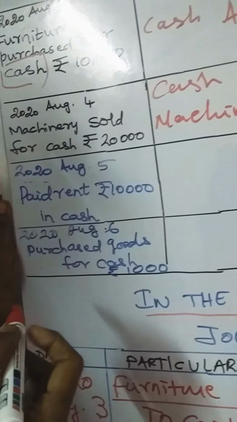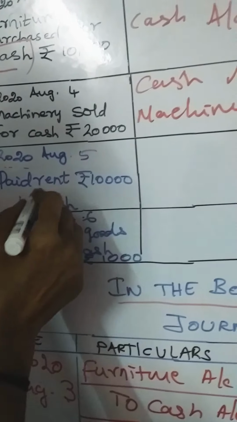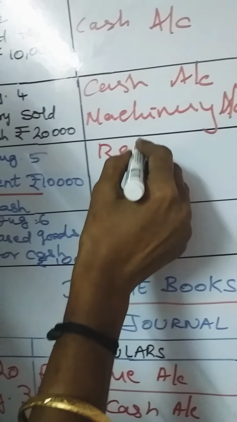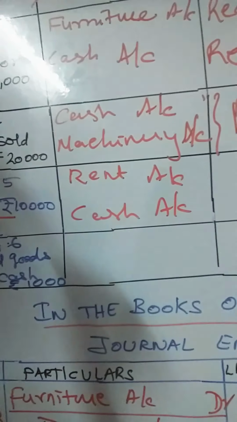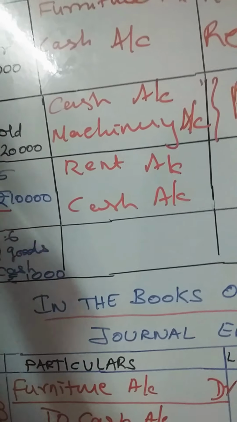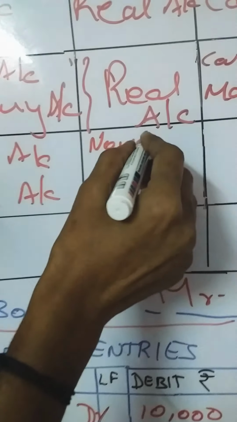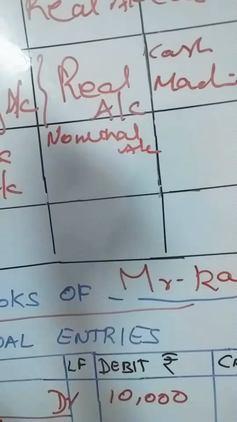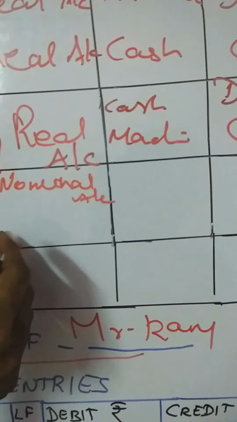2020, August 5th. Paid rent, rupees 10,000 in cash. So here, you have rent account and you have cash account. Now, you have to find out the nature of the account. Rent is what type of account? It is an expense. Since rent is paid, it is an expense, so it comes under the category of nominal account. And cash, if you pay the rent, cash goes out. So, cash is a real account.